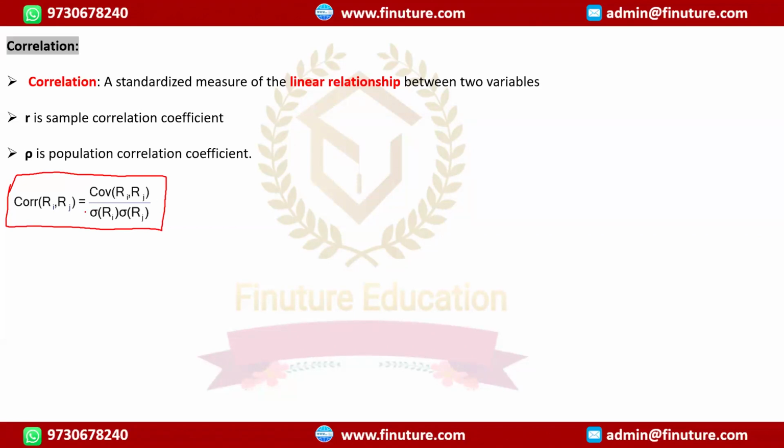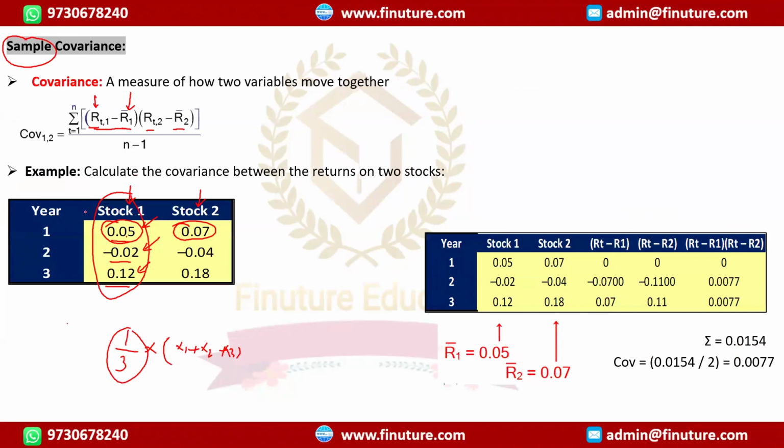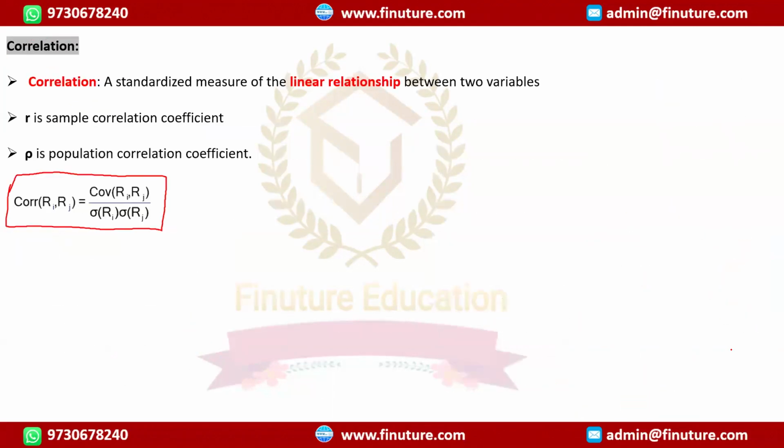Covariance in itself doesn't tell you much. If there were two data sets given and I calculate the covariance, I cannot interpret the number. That's why we define one more term called correlation, which is most important in portfolio management and risk management. Correlation is a standardized measure of linear relationship between two variables.